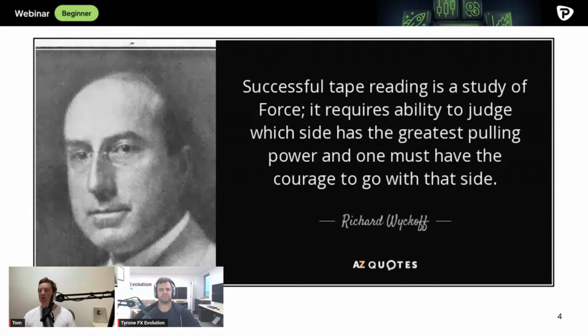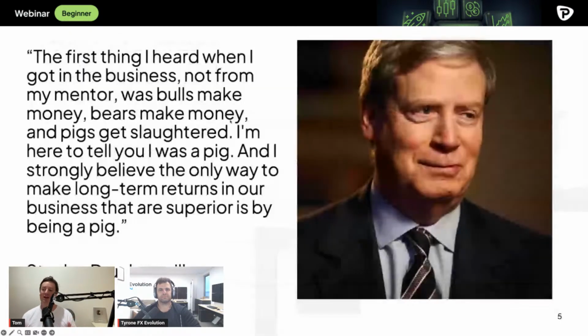So Charlie Munger told us that. Wyckoff tells us it's a study of force. And of course, my favorite, Druckenmiller, also tells us the same thing. This quote here is literally the same quote, in my opinion, as Wyckoff's quote, which is the first thing I heard when I got into the business, not from my mentor: bulls make money, bears make money, and pigs get slaughtered. I'm here to tell you I was a pig, and I strongly believe the only way to make long-term returns in our business that are superior is by being a pig.